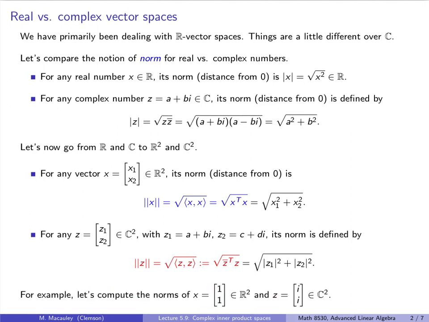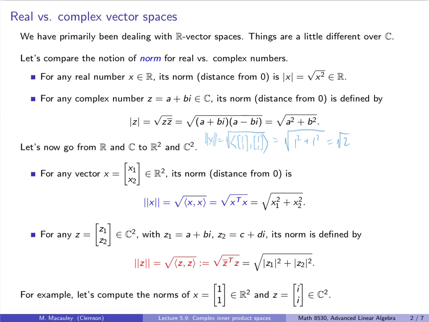To understand this, I think it's best to compute two examples. We'll start with the norm of the vector (1, 1) in R2. Let's do that right now. So the norm of x here is the square root of the inner product of (1, 1) with (1, 1). And we know how that goes. That's the square root of 1 squared plus 1 squared, which is the square root of 2.